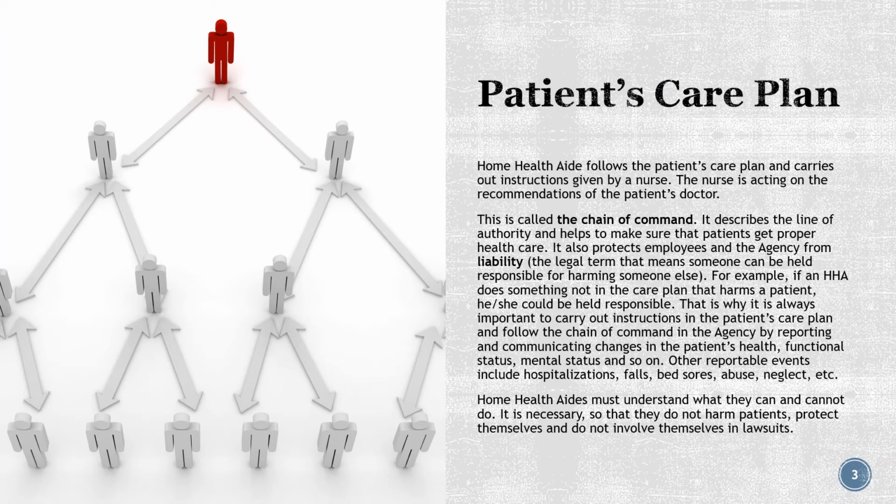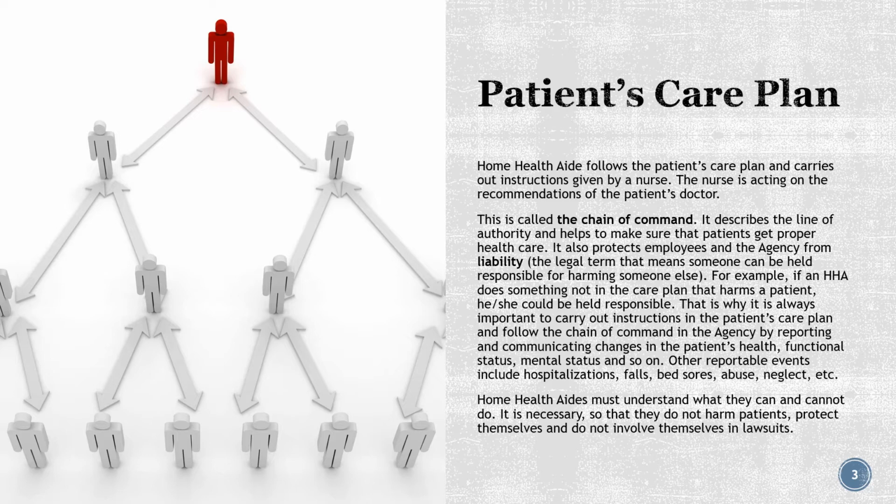The home health aide follows the patient's care plan and carries out instructions given by a nurse. The nurse is acting on the recommendations of the patient's doctor. This is called the chain of command. It describes the line of authority and helps to make sure that patients get proper health care. It also protects employees and the agency from liability, the legal term that means someone can be held responsible for harming someone else. For example, if a home health aide does something not in the care plan that harms a patient, he/she could be held responsible.